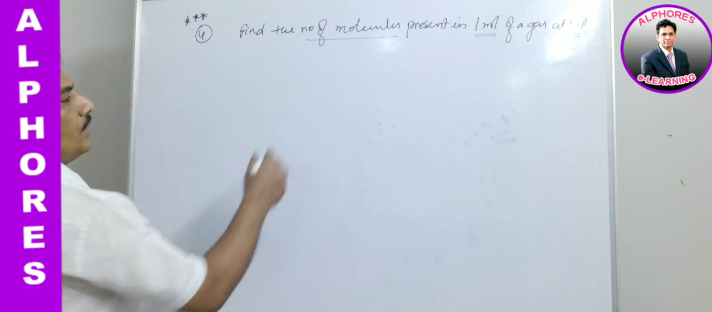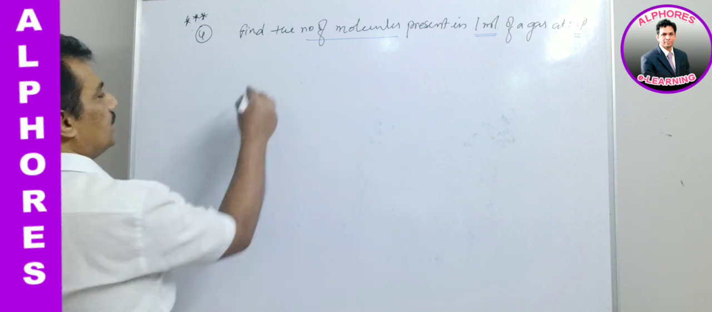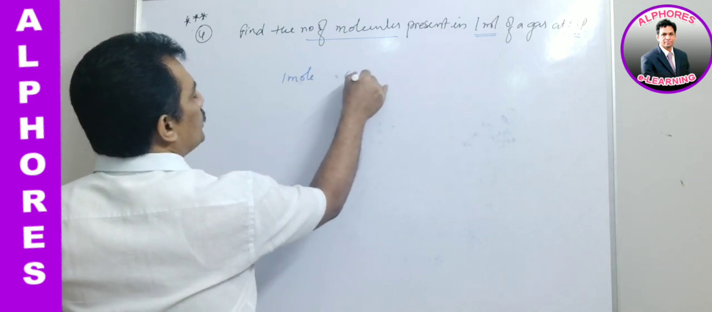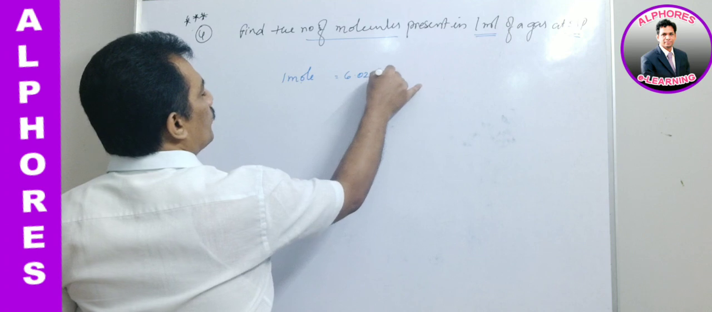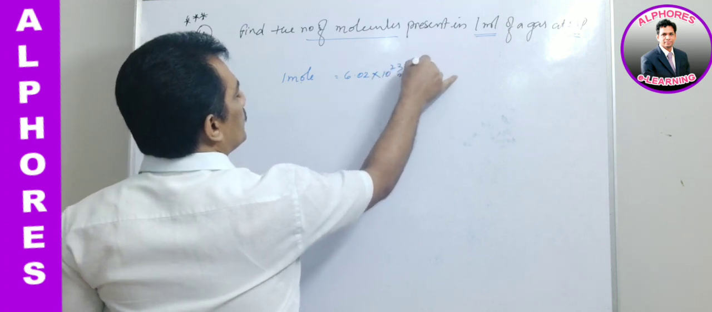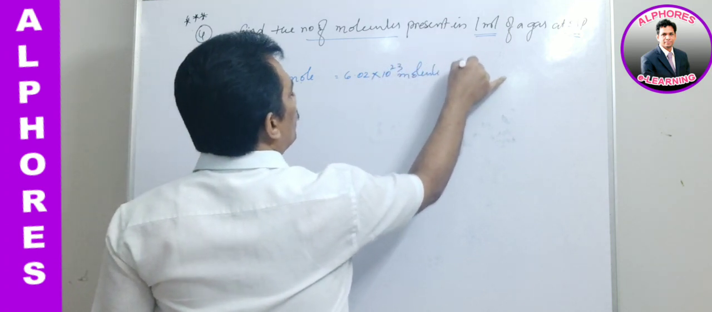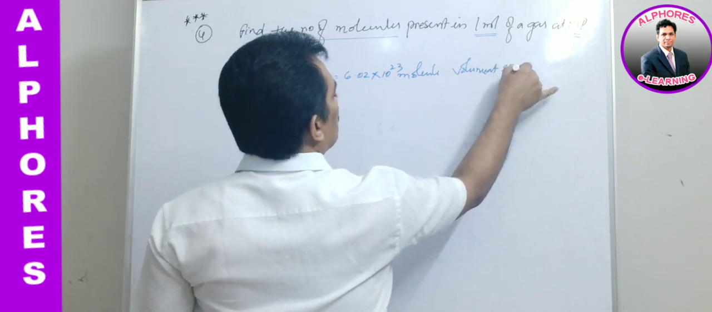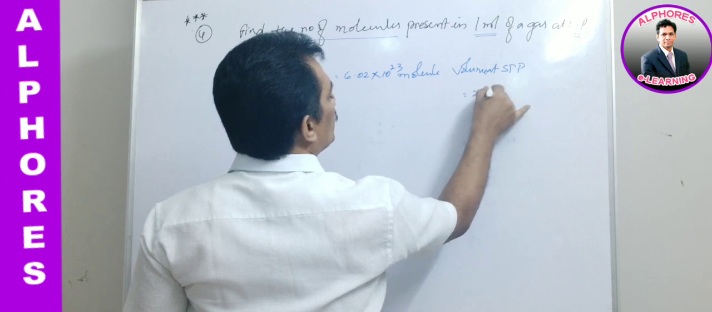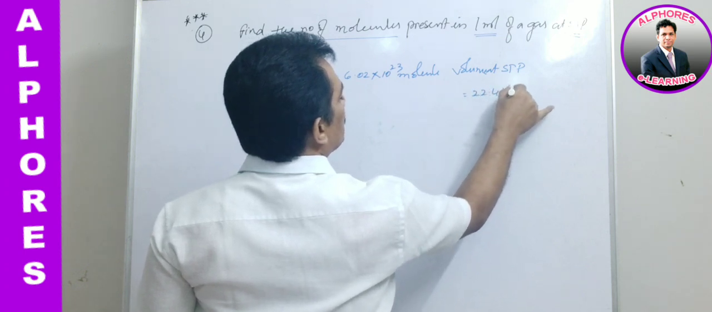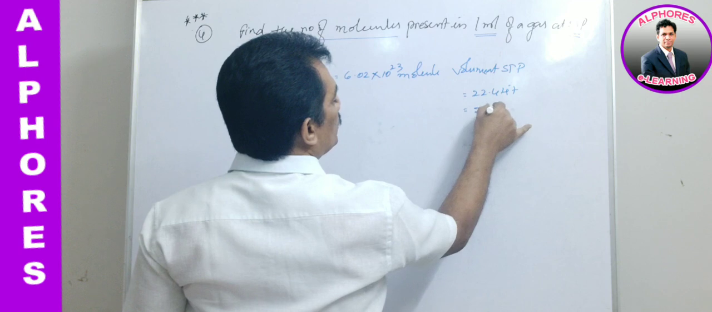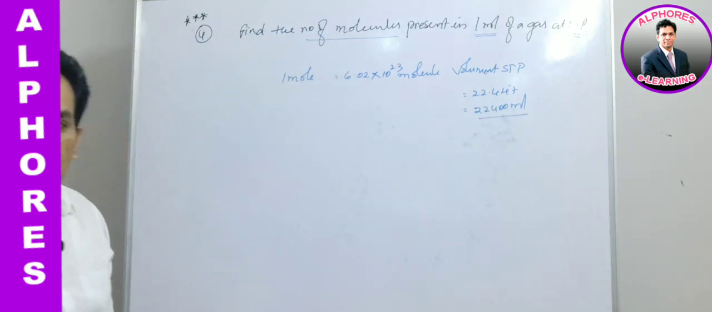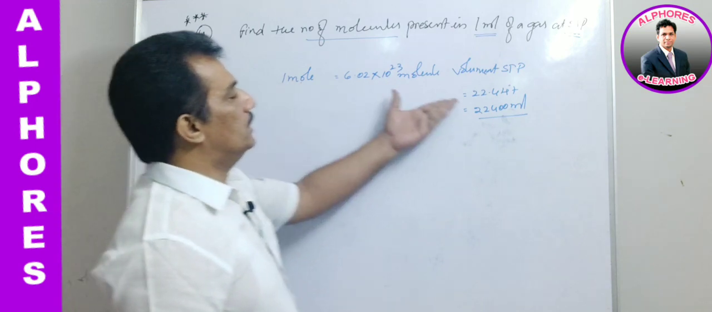Clear? And now with this one, first of all the concept is 1 mole, that is nothing but 6.02 into 10 to the power of 23 molecules. Volume at STP is 22.4 liters, that is equal to 22,400 ml. Is it not? That is the concept already we learned.